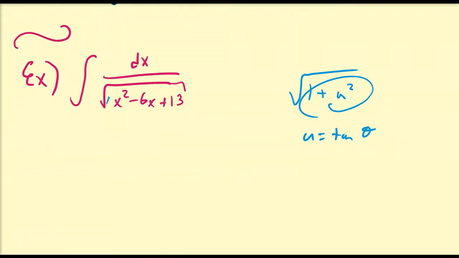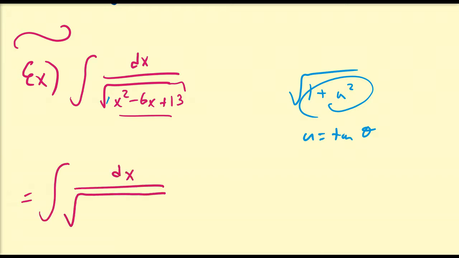One thing I can do is complete the square for that quadratic. So I can rewrite this as the integral of dx divided by the square root of x squared minus 6x. I'm going to focus on the minus 6, take that divided by 2, which gives us negative 3, and square it. So I'm going to add 9, subtract 9, and we still have that 13 left over.